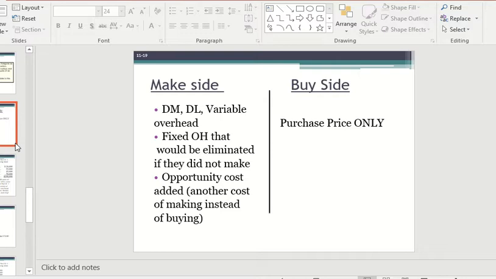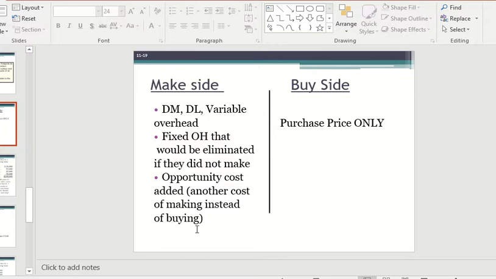Fixed overhead that would be eliminated if they did not make the product. So if it says in the problem that they can eliminate this expense if they didn't make it, and they decide to buy it, this fixed overhead would be totally eliminated. For example, there's a manufacturer supervisor that's only over this product. If we didn't make this product, we could just cut this guy or let this lady go, because they're specifically a fixed overhead for this product. So we could eliminate that cost because it's traceable to the product. If it's traceable to the product and we could eliminate it, that's a part of our make side.